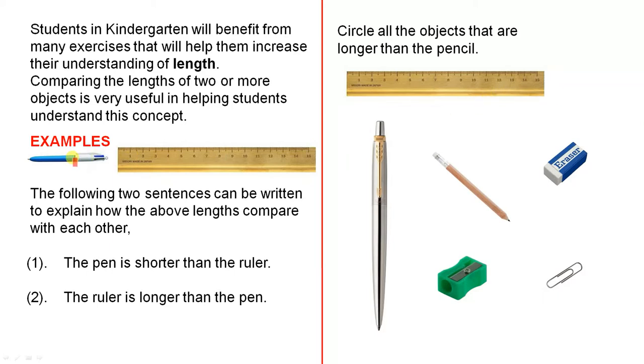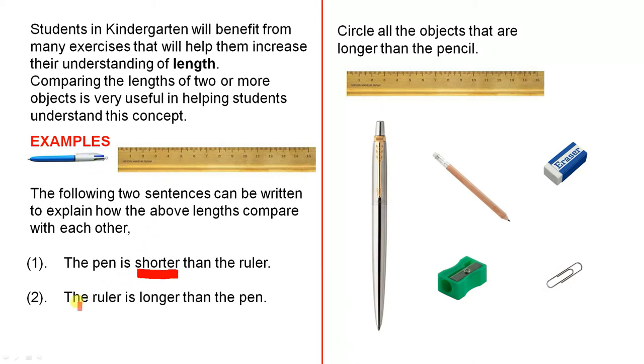Here we have a pen and here we have a ruler. The following two sentences can be written to explain how the above lengths compare with each other. So the first sentence here says, the pen is shorter than the ruler. So here we are using the word shorter. And you can see that the pen is shorter than the ruler.